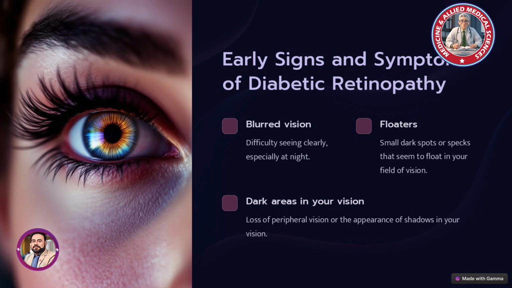Night vision issues. Difficulty seeing in low-light conditions. Faded colors, a diminished ability to distinguish colors. Sudden vision loss, due to retinal hemorrhages or macular edema. If any of these symptoms occur, it's important to consult an eye doctor for a thorough examination and early intervention.